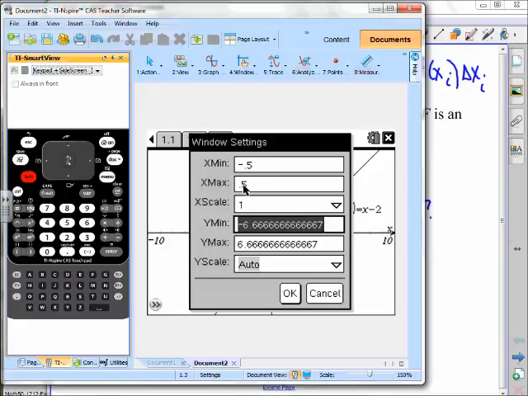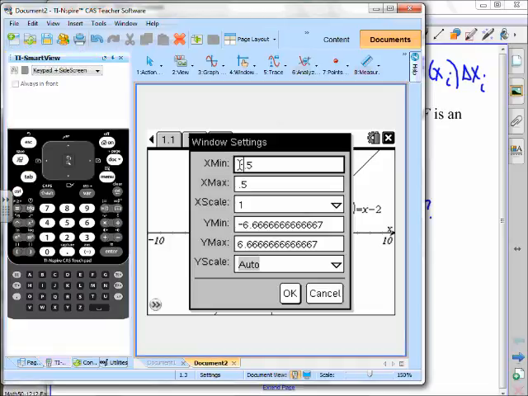So I'm going from negative, oh, you're right, how about negative 1.5? Is that what you're telling me, Molly? That would be better. That would be much better. Okay.